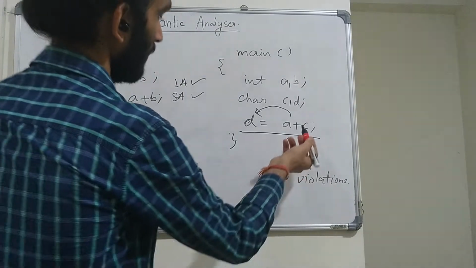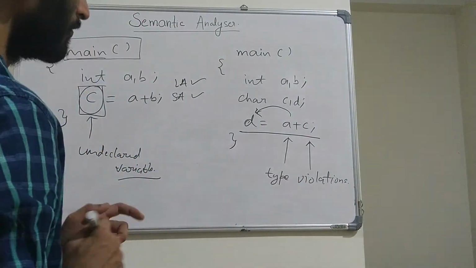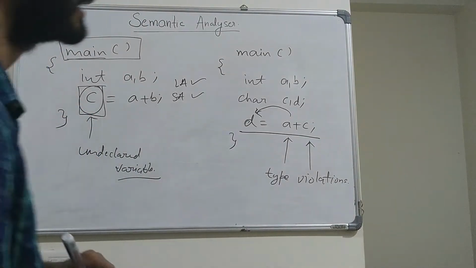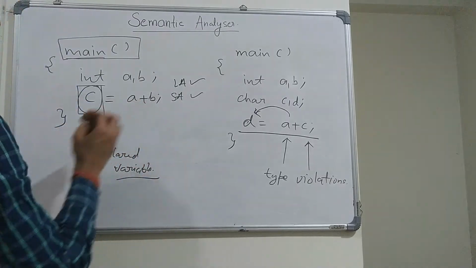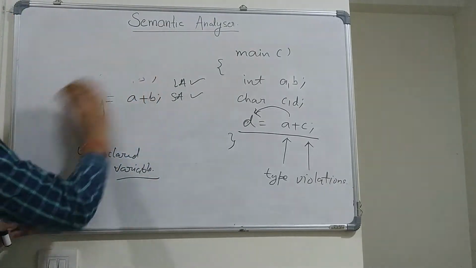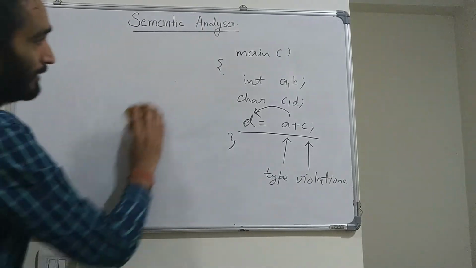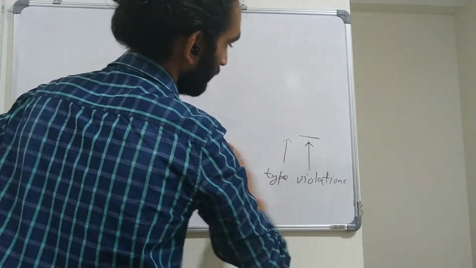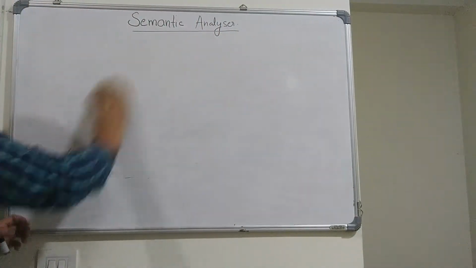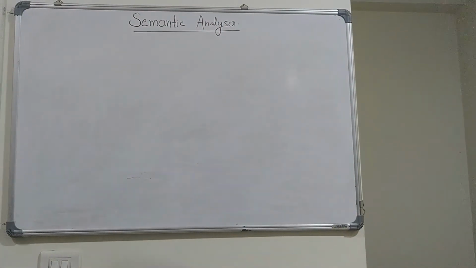It can be in any form: addition, subtraction, multiplication, or division. So these types of errors come into the category of semantic analysis. There are many other semantic errors, as you can see in the handouts which are given to you. Now we will try to understand how we are going to verify these kinds of errors in a programming language. Given a programming language, how can we verify these types of semantic errors?